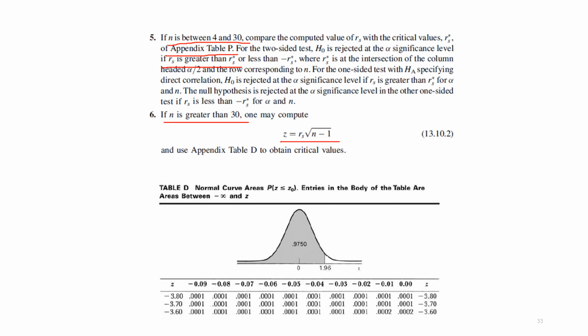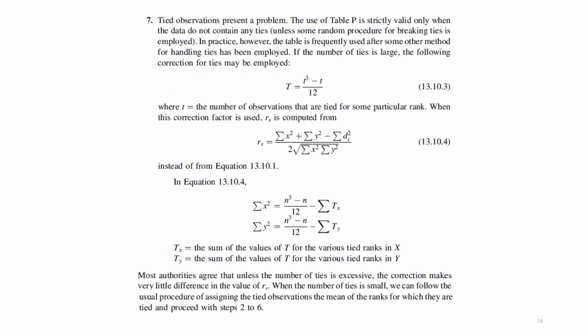If n is greater than 30, then we can transform this RS data using this formula, transforming it into Z. When you get the Z value, we go to the standard normal distribution table, look up where this value is located, and then we can calculate the probability. But if we don't use the standard normal distribution table, we have to use table P. Then we have the T value here, and we get the capital T.